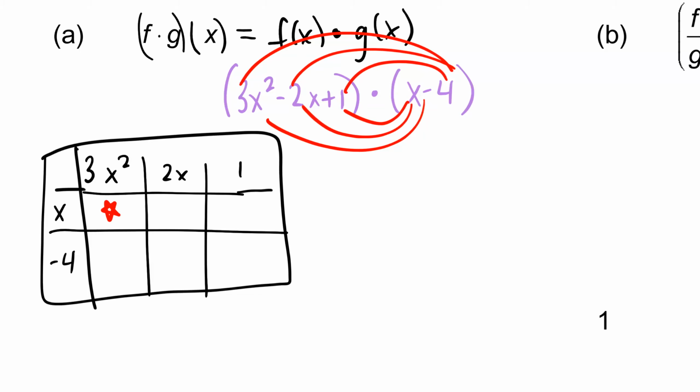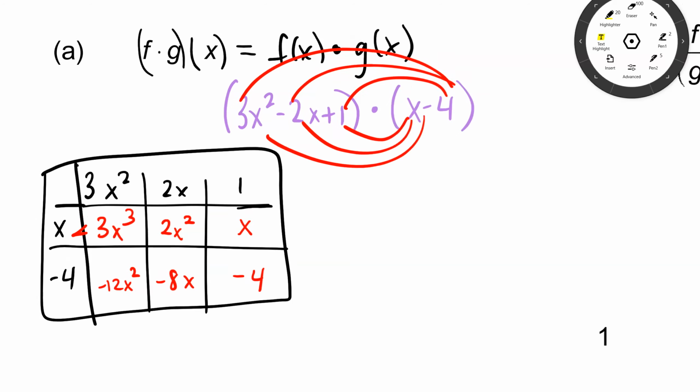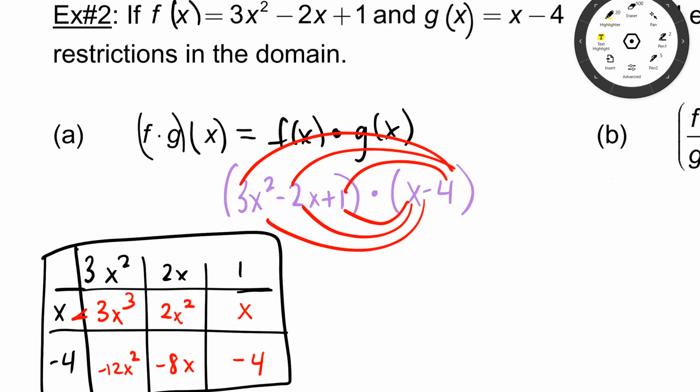So for instance, this box right here, I take x times 3x squared. X times 3x squared is going to be 3x to the third. Then if I take x times negative 2x, I get negative 2x squared. I get x. I get negative 12x squared plus 8x and minus 4. This is a second way of showing the multiplication. Wait, isn't that negative? It's negative. Did I forget to write the negative? So this is going to be negative 2, and this will be positive 8.